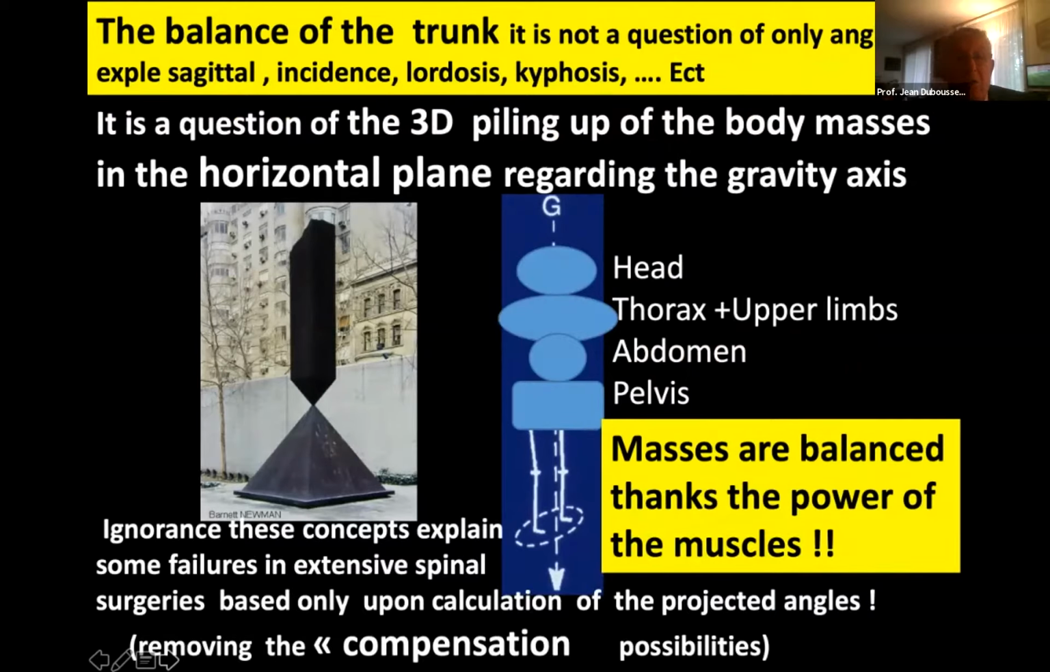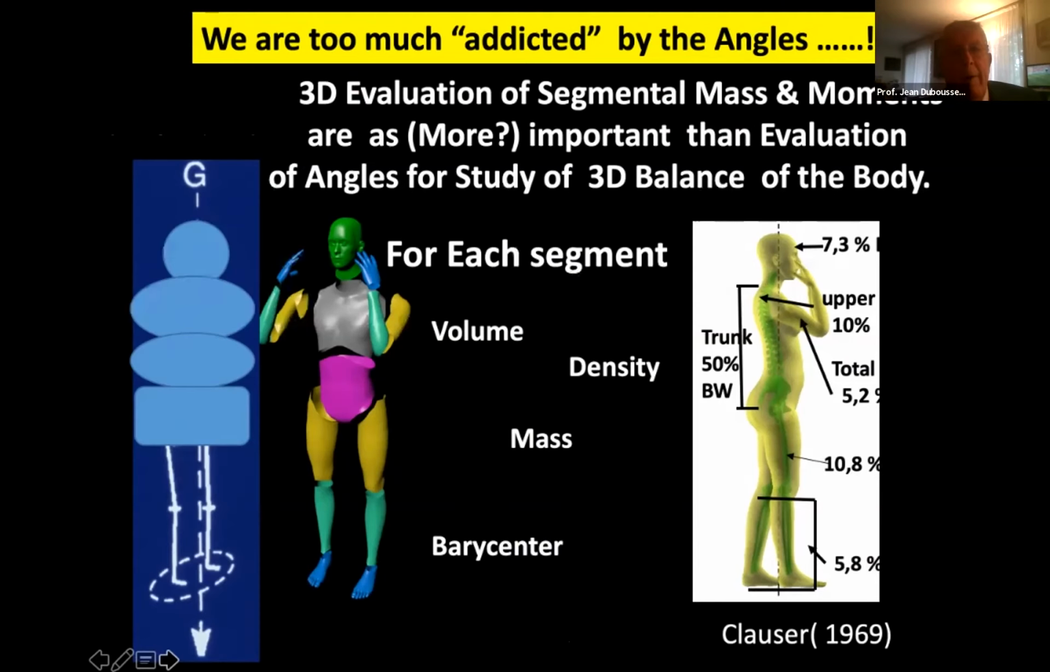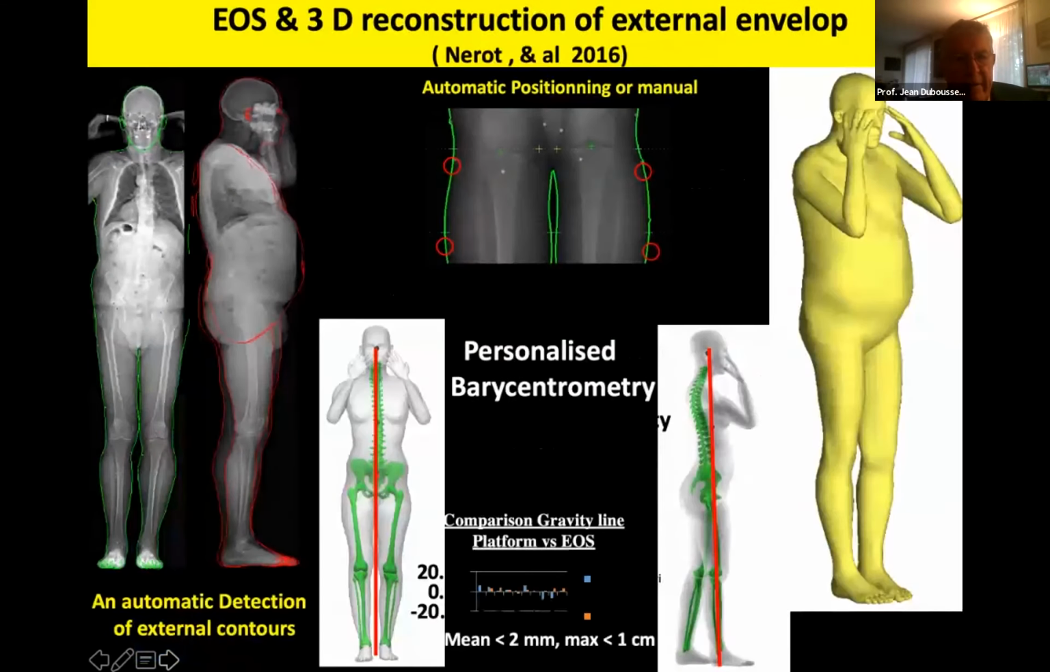And when you ignore this concept, when you do your surgery based only on calculation of the projector angle, from time to time, you remove the compensation problem. We are too much addicted by the angle, and we must evaluate each segment for the volume, the density, the mass, and the barycenter.